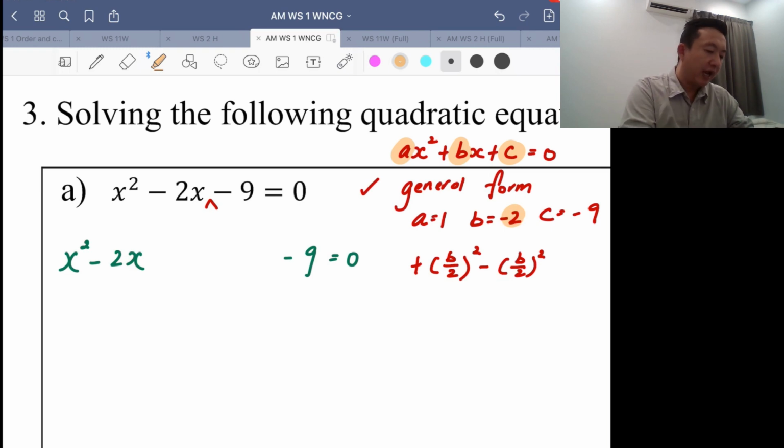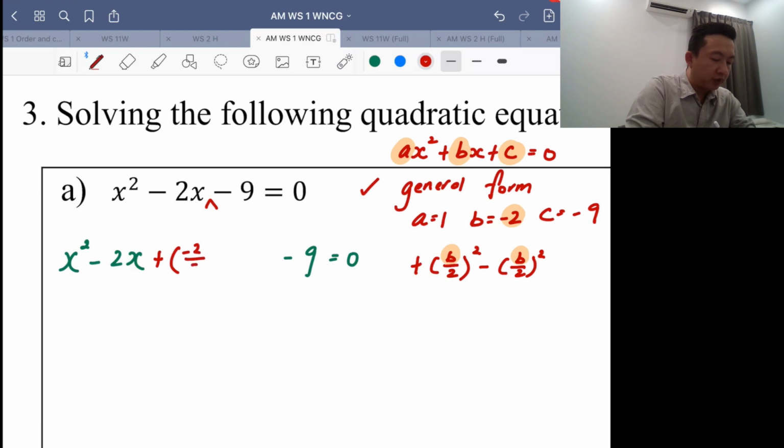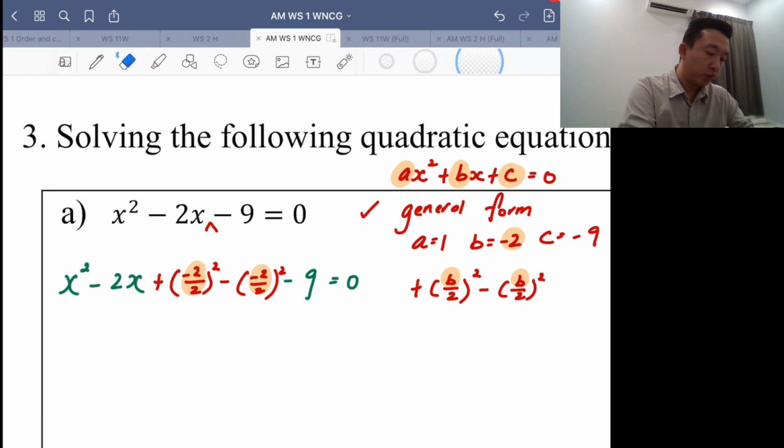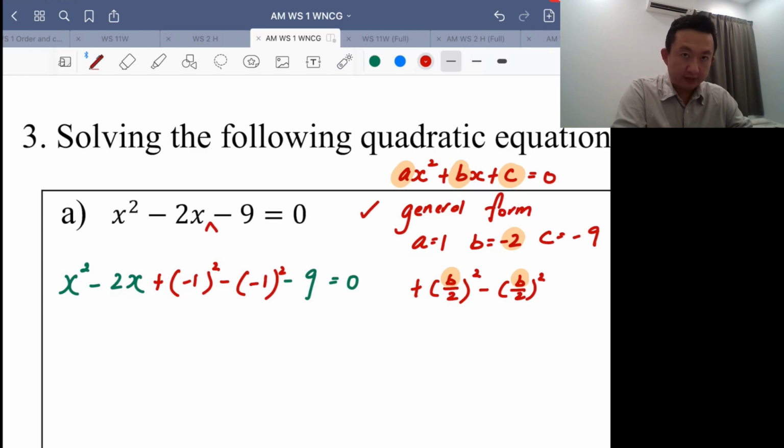So if we have negative 2 as the b, we are putting in (negative 2 over 2) squared minus (negative 2 over 2) squared. And you can simplify what's within the brackets. Negative 2 divided by 2, and this part as well, negative 2 divided by 2, that would be negative 1. So we have negative 1 and negative 1.